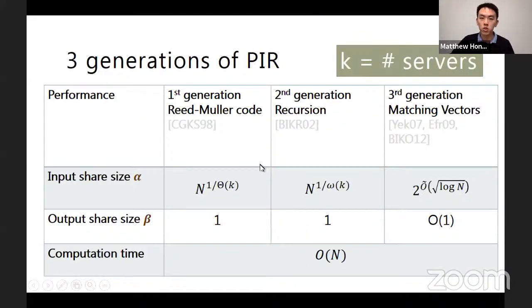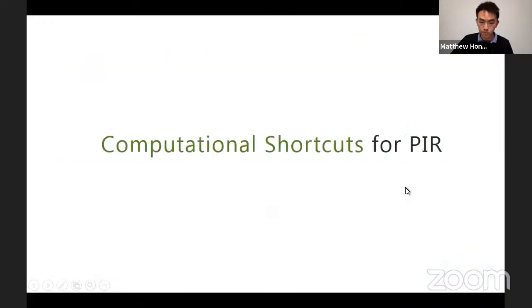So there are roughly three generations of k-server PIR protocols, where the first and second generation achieve an input share size that's sublinear in the size of the database for a constant number of servers. And for the third generation, matching vector-based protocols, this is greatly improved to a subpolynomial communication for the middle of three or even two servers.